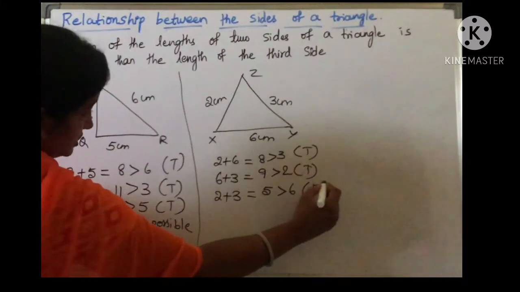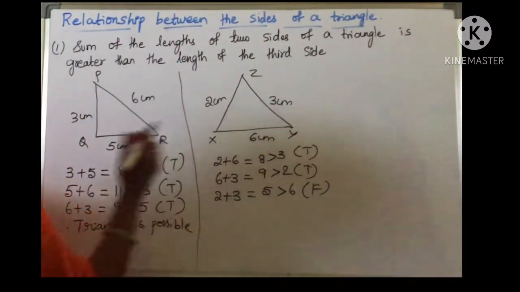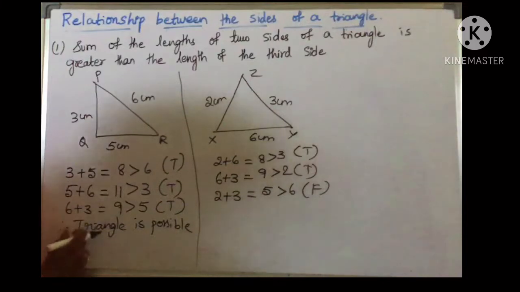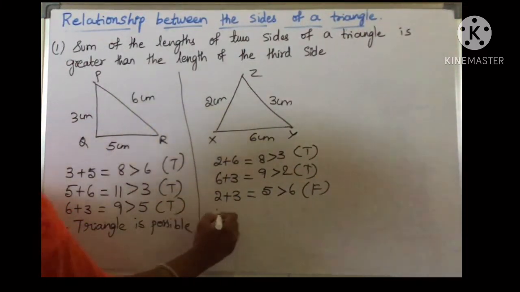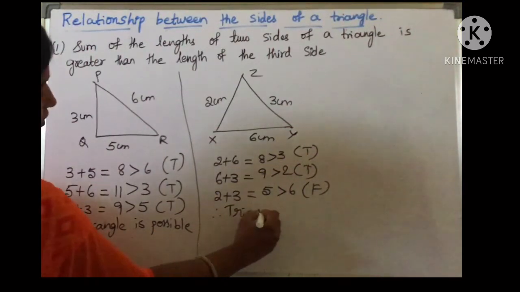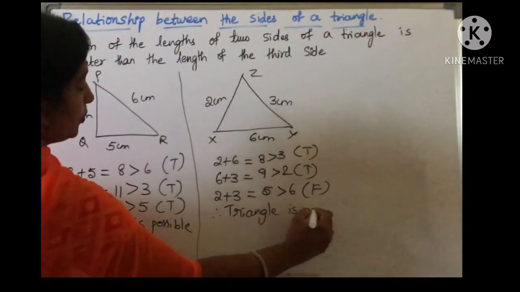No, it is false. Here in this case, if all the three conditions are true, then we can say triangle is possible. But here 5 is not greater than 6. Therefore, we can write triangle is not possible.